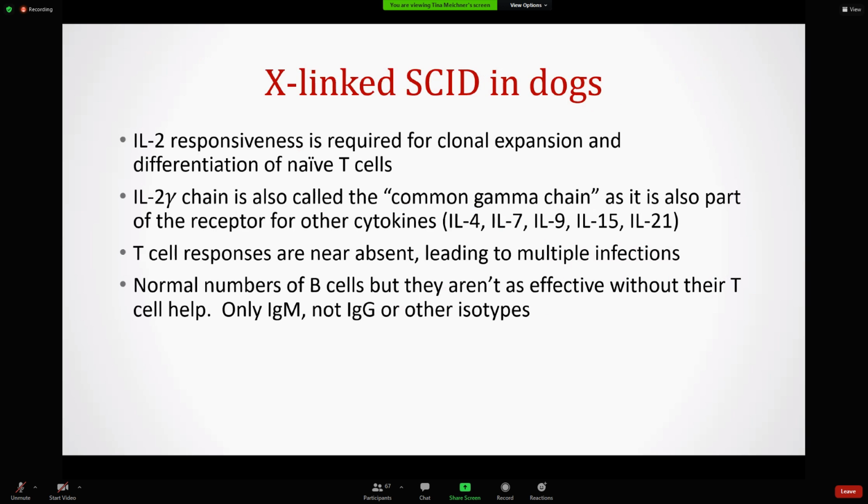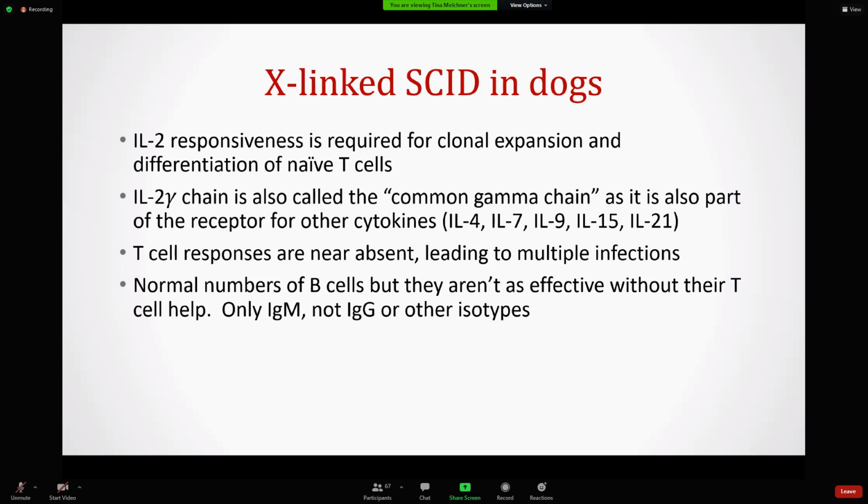And the IL-2 gamma chain is also called the common gamma chain, and it's part of the receptor for other cytokines, and not only IL-2. It's the main one, but there are some others that also stimulate that receptor: IL-4, 7, 9, 15, and 21. So that means in these dogs that all T cell responses are almost absent, which obviously would lead to multiple infections that they cannot fight against.